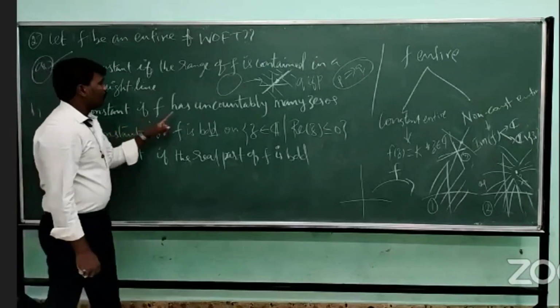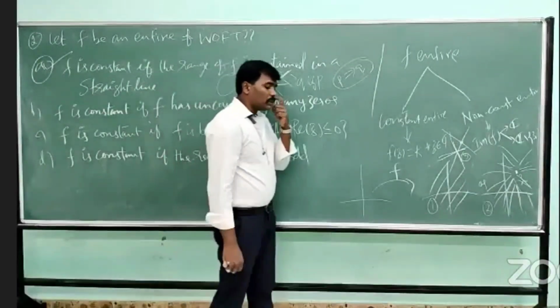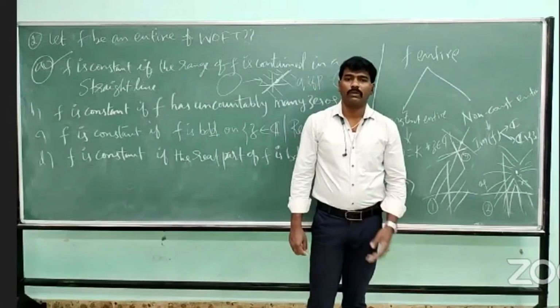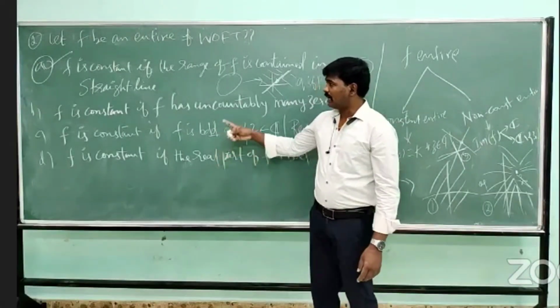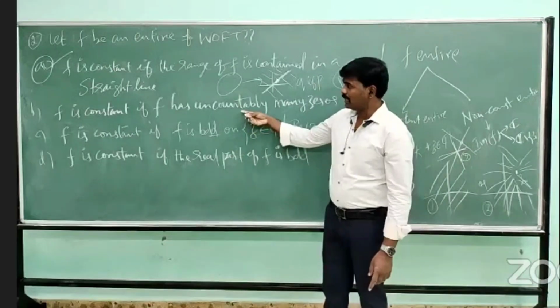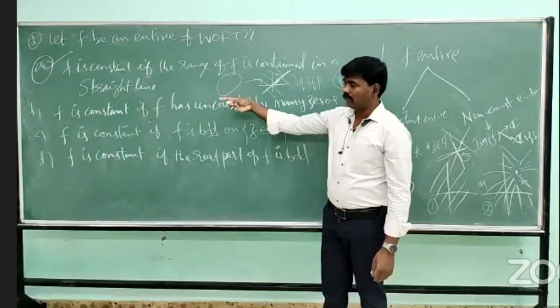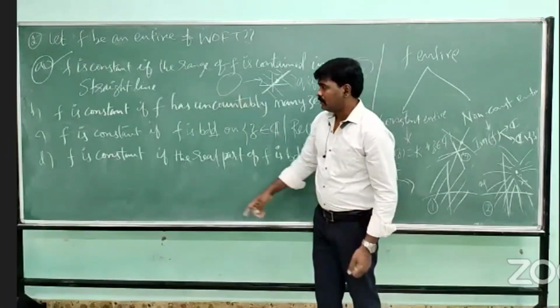F is constant if f has uncountably many zeros. Uncountably many zeros, what is that meaning? Okay, I will explain option B at the end. Now we have to conclude C and D, then we will work on the B option.